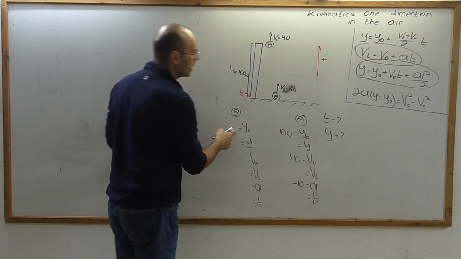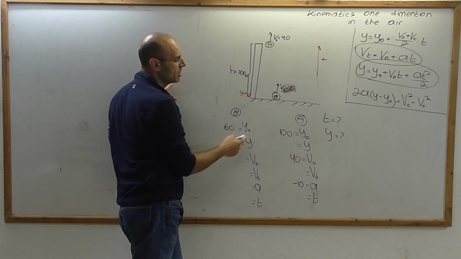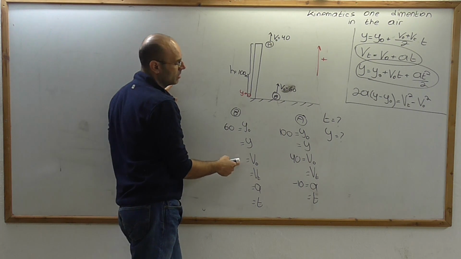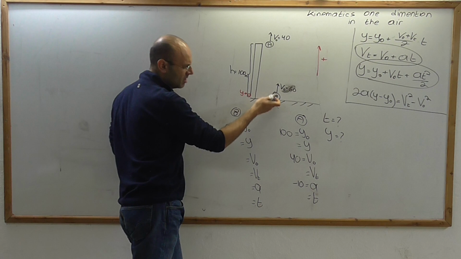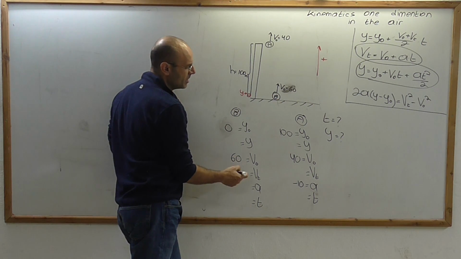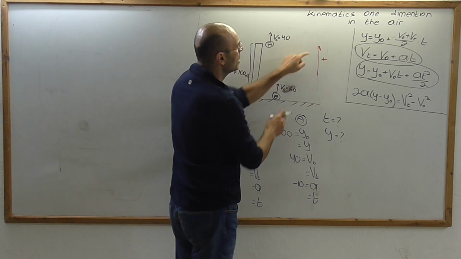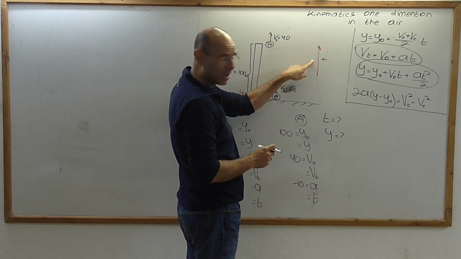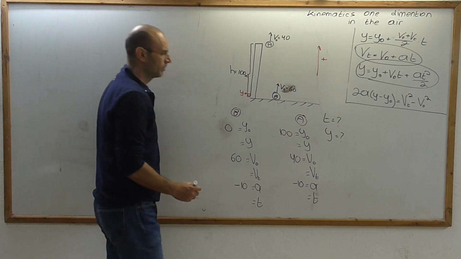Time, I don't know. Again, y0 is plus 60 because I throw it in the positive direction. Y, I don't know. Sorry. y0 is 0. It started here. v0 is 60. V final, I don't know. A, again, I don't look at the ball. I look just at the arrow I chose. If this is the positive side, A is minus 10.